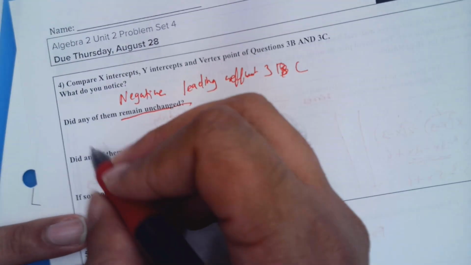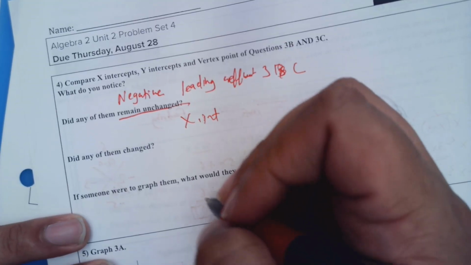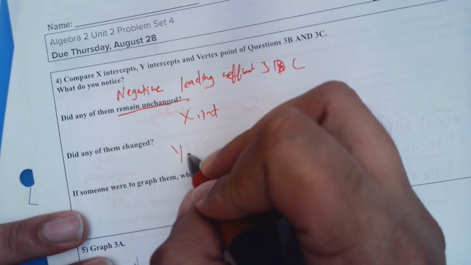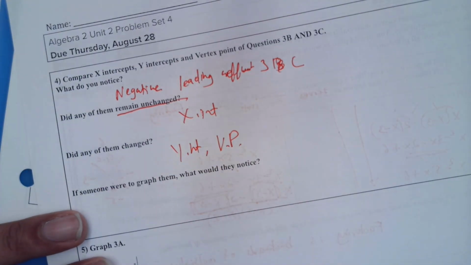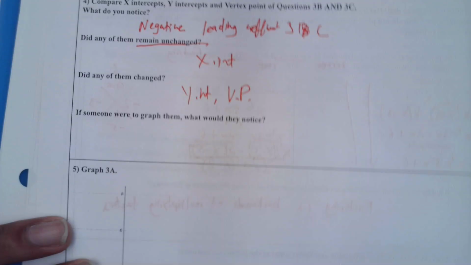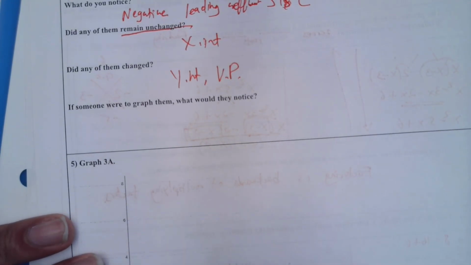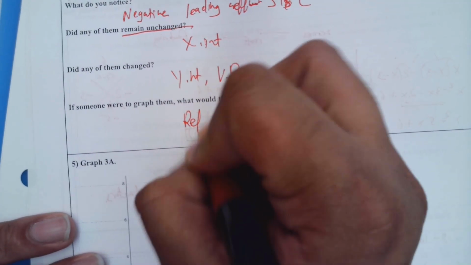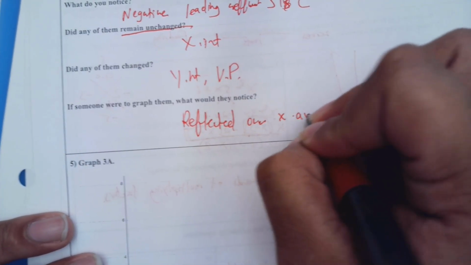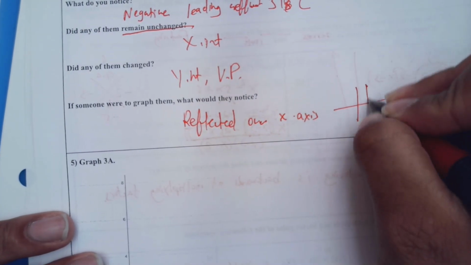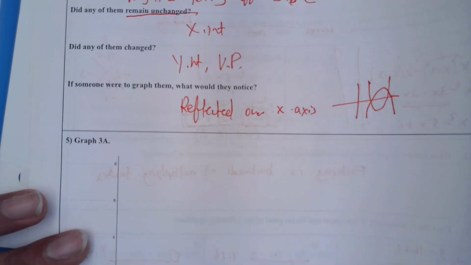Coefficient in 3C. Did any of them remain unchanged? Yeah, x-intercepts did not change, right? Did any of them change? Yeah, your y-intercept changed. So did your vertex point. So anything that had the y value, it changed, right? It reflected. If it was positive, it became negative. If it was negative, it became positive. If someone were to graph, what would they notice? They would notice that it's reflected over the x-axis, right? Like it was this, but then it became this kind of thing. Assume it's a perfect reflection, okay?